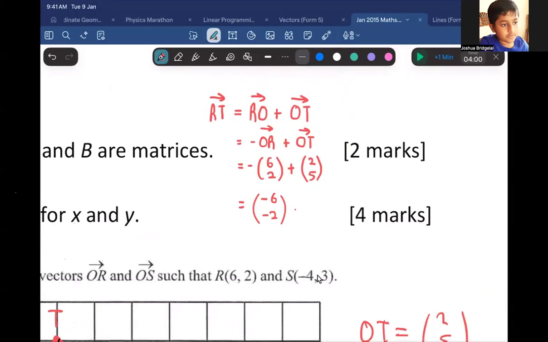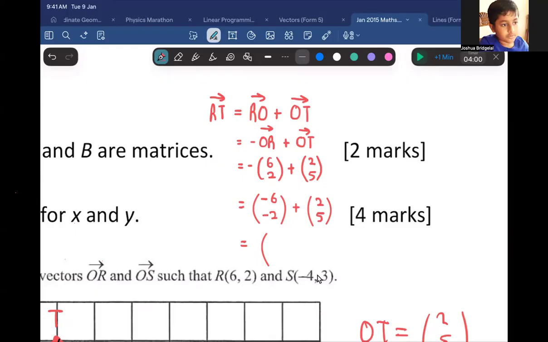Minus 2. Right. Well, minus 2. And then you're going to add that to 2.5. So tell me, Joshua, what's the next step? We usually add. All right, so we're going to add minus 6 and 2. So what's minus 6 plus 2?